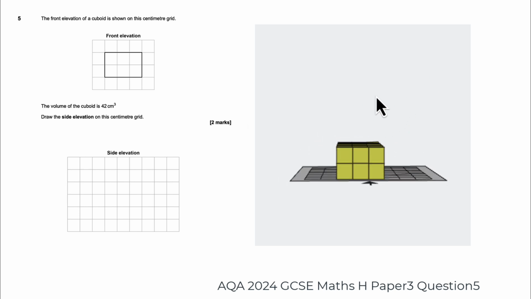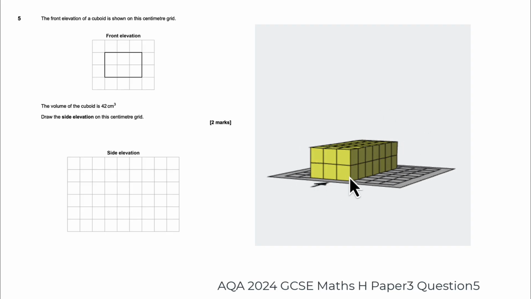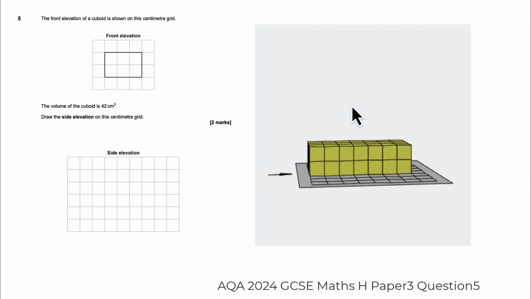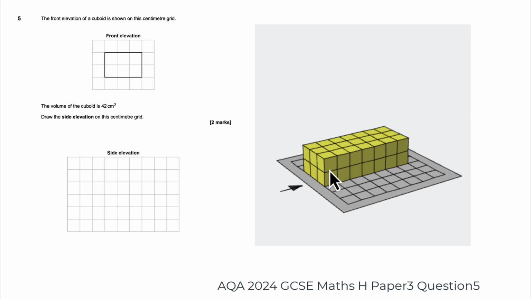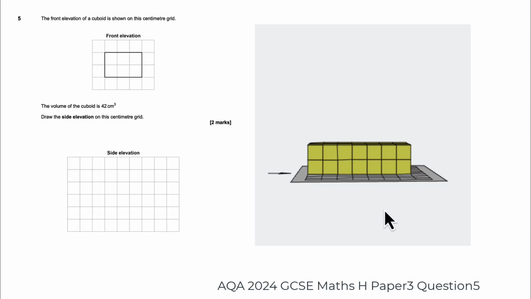So there's the front elevation, there's the side elevation, which has length of 7 cubes. So the breadth is 3, the height is 2, and the length is 7. And let's confirm 1, 2, 3, 4, 5, 6, 7 slices, each with 6 cubes in it. 7 6s are 42. So that's the side elevation that they're after. So let's draw that in now.